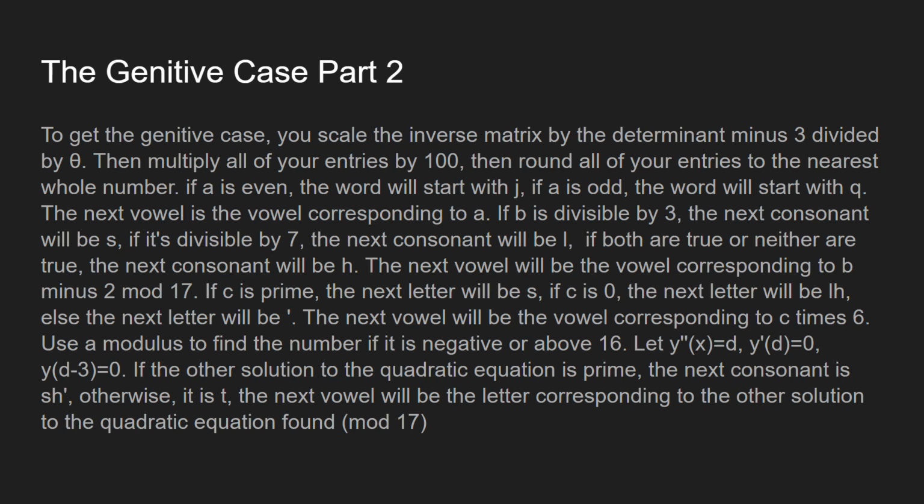So then finally, for the next part, you let y double prime of x equal d, y prime of d equals 0, and y of d minus 3 equals 0. This will then give you a quadratic equation that you need to solve. And if the other solution to the quadratic equation is prime, because we already know d minus 3 is a solution, the next consonant will be different, and the next vowel will be the vowel corresponding to the other solution of the quadratic equation found, mod 17. I don't know why, but whenever I do this, it always gives me a whole number. I'm not sure why it does that, but I'm cool with that.